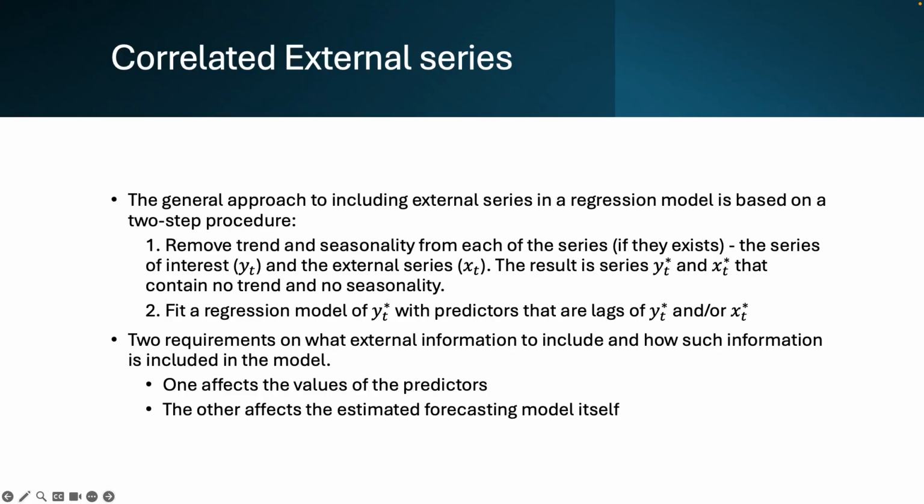So the general approach to including external series in a regression model is a two-step process. The first step is to remove the trend and seasonality from each of the series, if they exist: the series of interest y_t and the external series x_t. Because we removed the seasonality and the trend, the result is y*_t and x*_t that contain no trend and no seasonality.